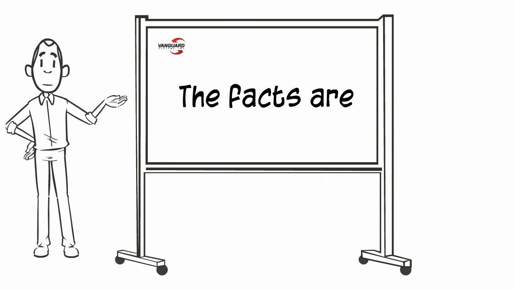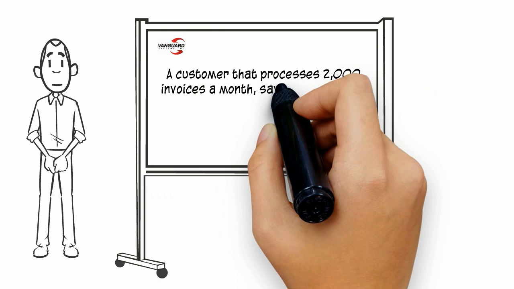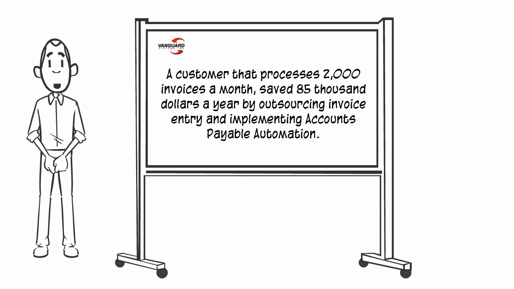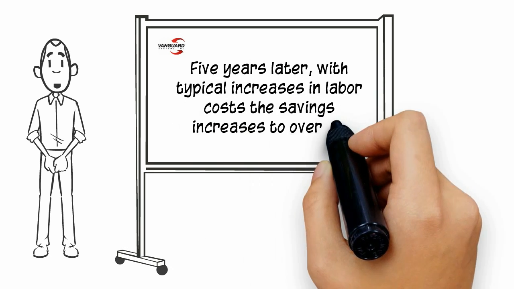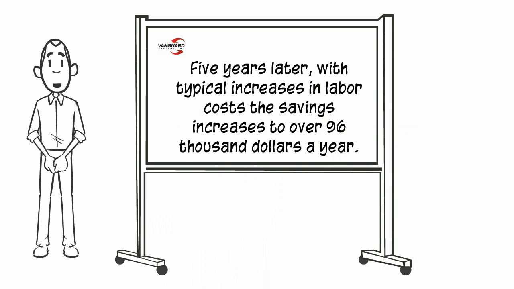The facts are: a customer who processes 2,000 invoices a month saved $85,000 a year by outsourcing data entry and implementing accounts payable automation. 5 years later, with typical increases in labor costs, this savings increases to over $96,000 a year.